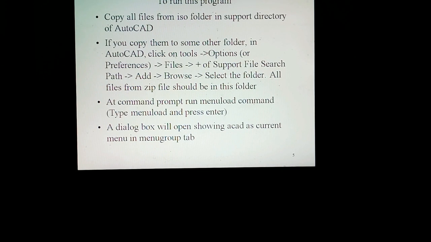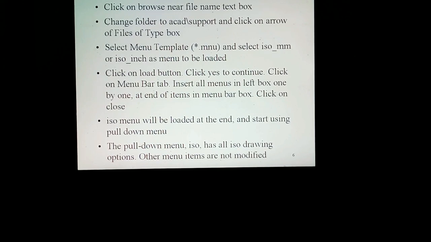At the command prompt, run the menuload command: type menuload and press Enter. The dialog box will open showing the current menu in the group tab. Click on Browse near the file name text box. Change the folder to AutoCAD support and click on the arrow of the files of type box. Select the menu template, start.menu, and select ISO underscore millimeter or ISO underscore inch as the menu to be loaded. Click on the Load button. Click Yes to continue.